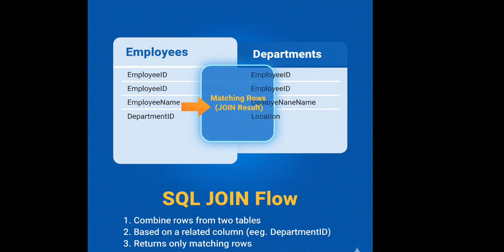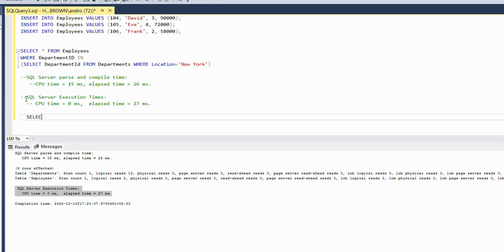Now, let's run the same logic using a join. In this query, both tables are joined together on department ID, and the filter is applied directly on the location column. SQL Server can optimize this into a single execution plan, usually faster than running separate subqueries.